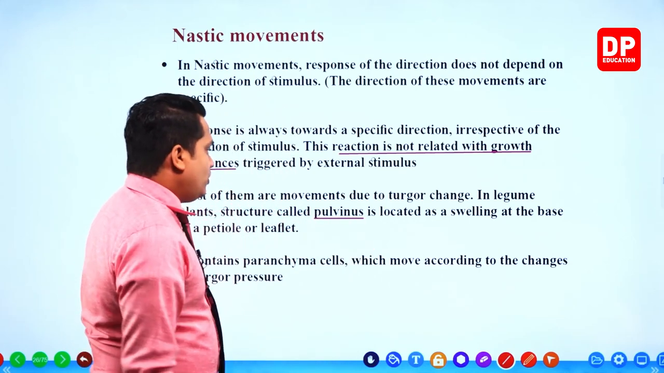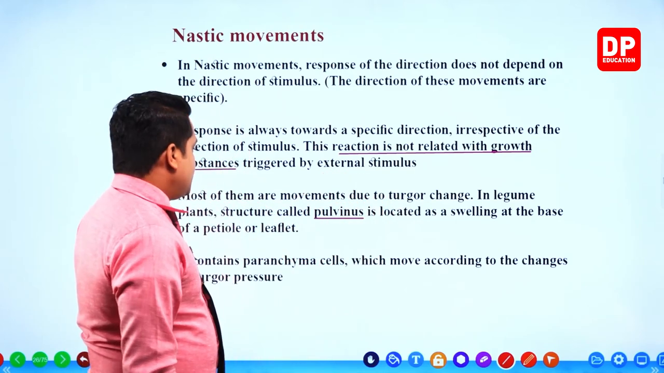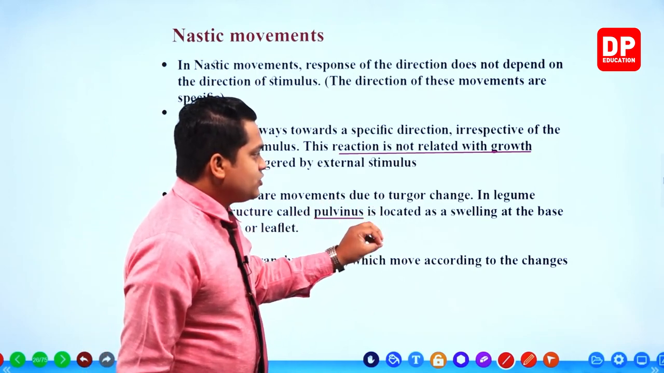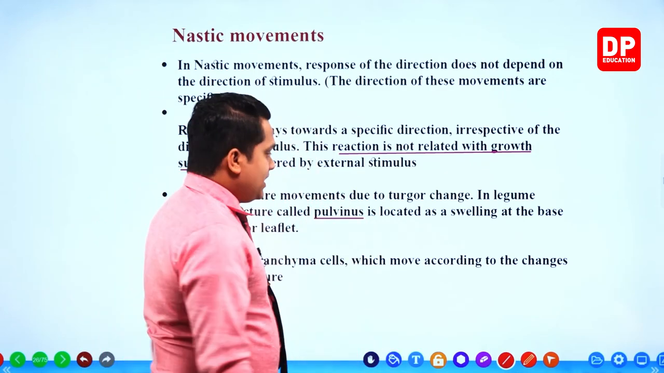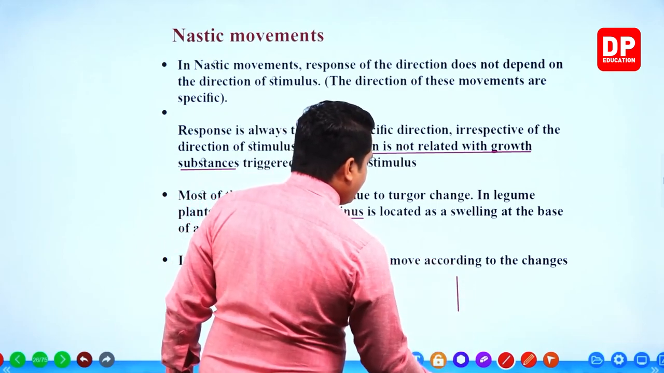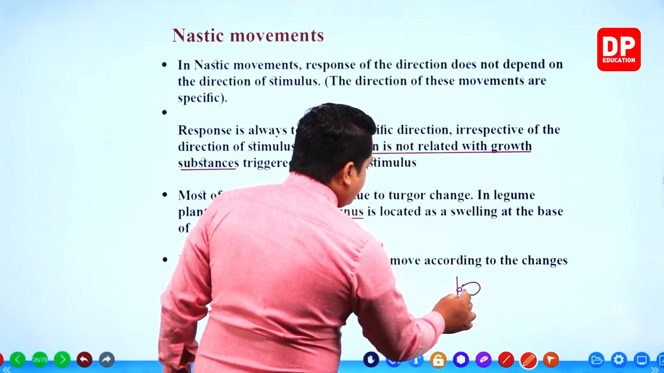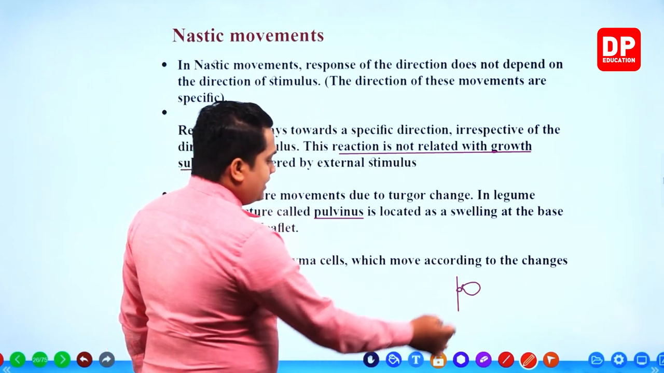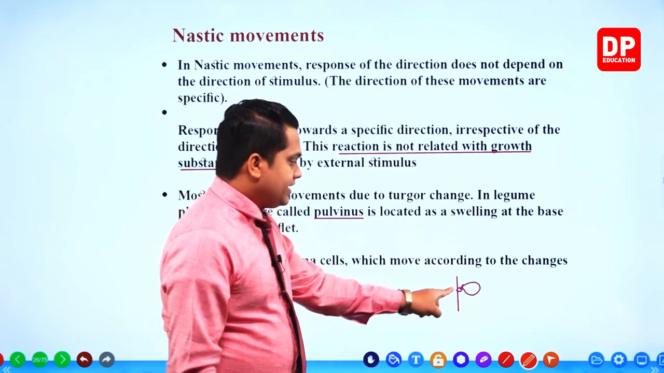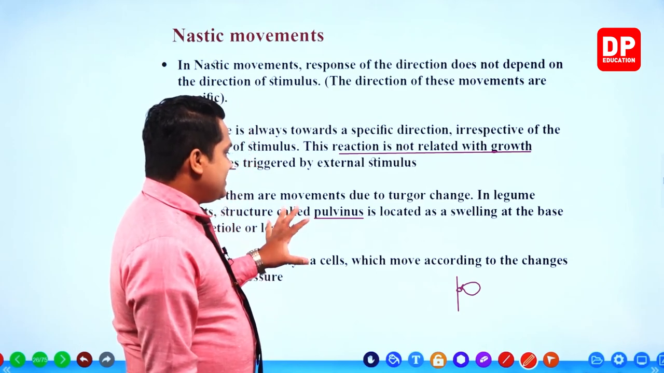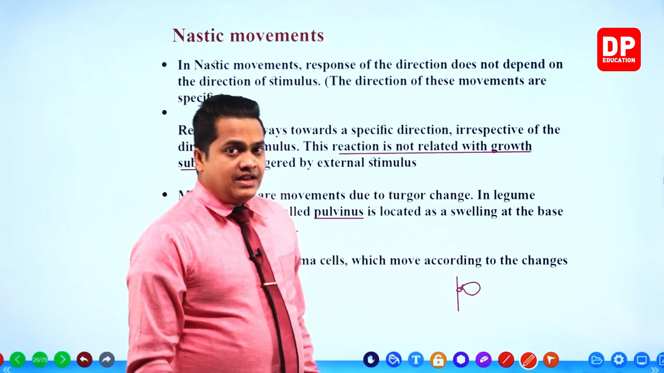There is a structure called pulvinus in leguminous plants. This pulvinus is located as a swelling at the base of a petiole or leaflet. So sometimes, my dear children, when you observe the mimosa leaf, the mimosa leaf is like this. At the petiole or else at the leaflet, there is a swelling part like this. This is referred to as the pulvinus.